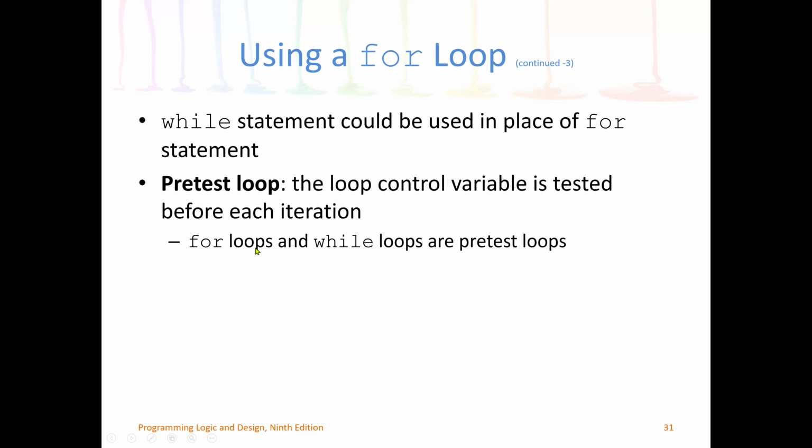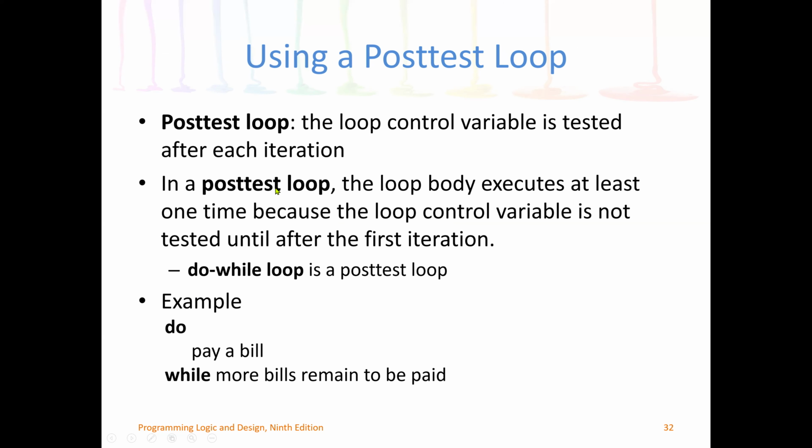So with the post-test loop, the loop will always execute at least once because you have to do something once before you check the condition. If the condition is false, that's it. But with pre-test, the loop control variable is tested before each iteration. So for loop and while loop are called pre-test loops because we saw that the conditions are checked before execution. But we also have the post-test loop. Here the loop control variable is tested after each iteration. And almost every programming language has what we call the do while loop.